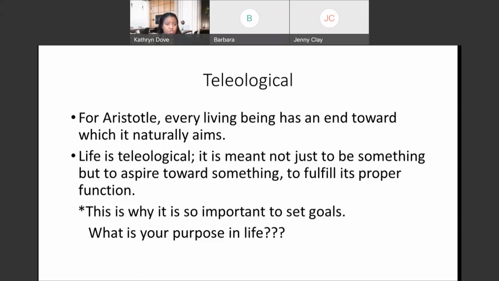It's like, look, we're actually driven toward a goal, that human beings act toward an end. Why do you think it's so important, Jenny, for human beings to be teleological? Why is it important for us to set goals and to move in a direction?